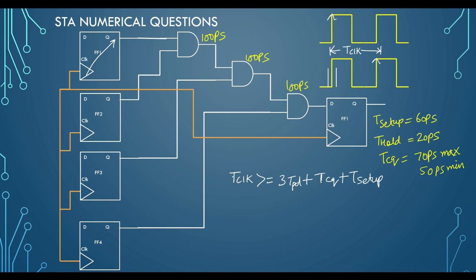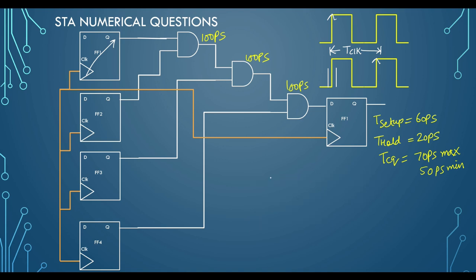So the maximum frequency of operation can be calculated as 3 into 100, that is 300, plus TCQ of 70, plus T setup of 60, which gives 430. So the clock period TCLK should be at least greater than 430 ps. This way you can calculate the maximum clock frequency of operation. Now let us move on to the next question.